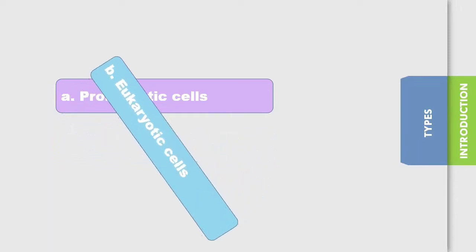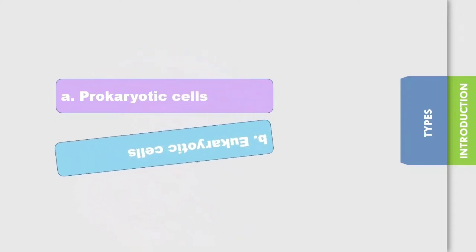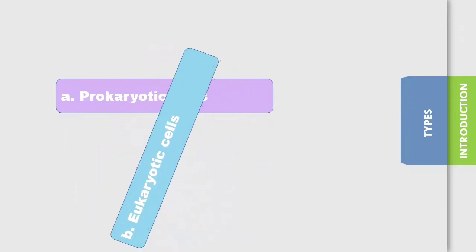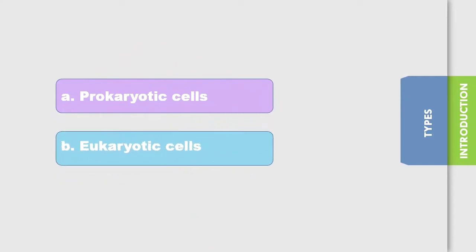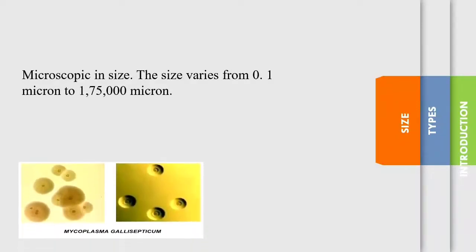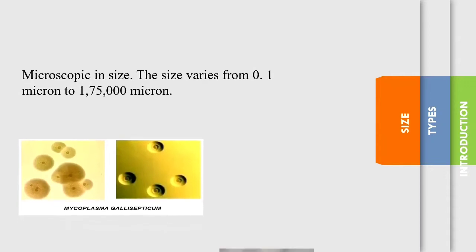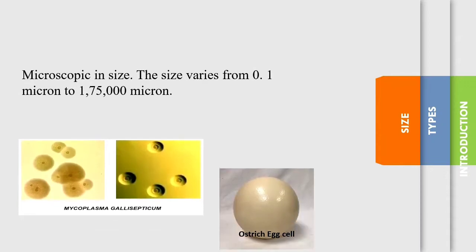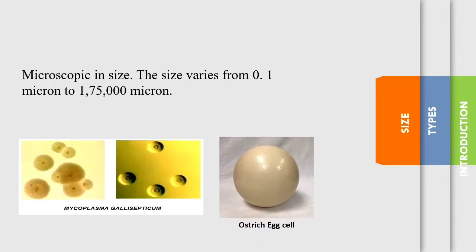Second one is the eukaryotic cells. Eukaryotic cells contain a definite nucleus. The chromatin bodies are enclosed by a nuclear membrane. Size of the cells. Most of the cells are microscopic in size. The size varies from 0.1 micron to 1,75,000 micron. The smallest cell, Mycoplasma gallisepticum, is 0.1 micron in diameter. The largest cell, the egg of ostrich, is 1,75,000 micron in length.